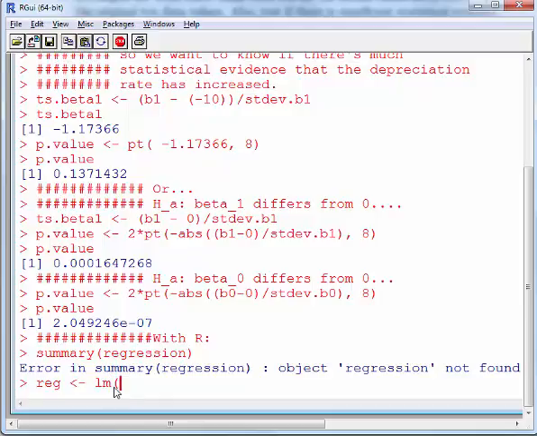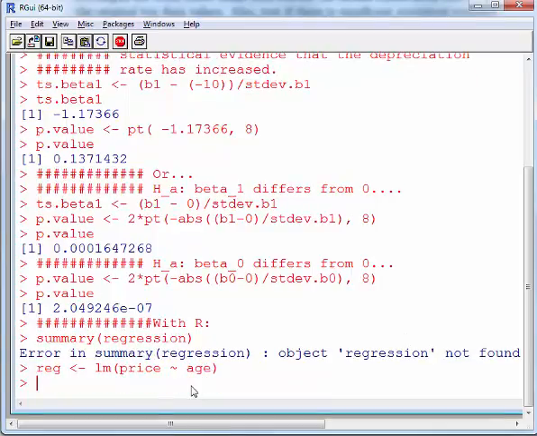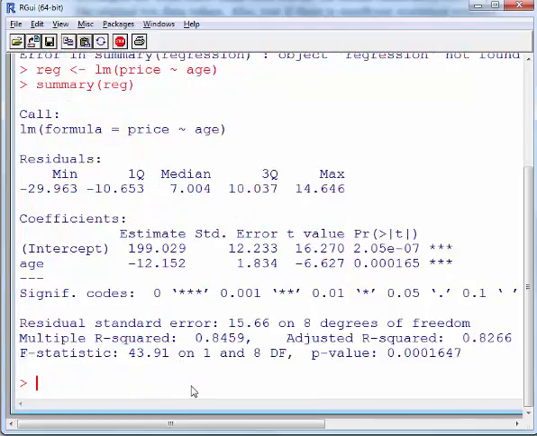So finally, what if we do this? lm, let's see, we'll do price versus age. Okay, and summary reg, see what happens there. Look at all the output that we get. It reminds us what we're doing here. Linear model, price versus age. These are some statistics on our residuals. Remember, which are the observed errors off the line.